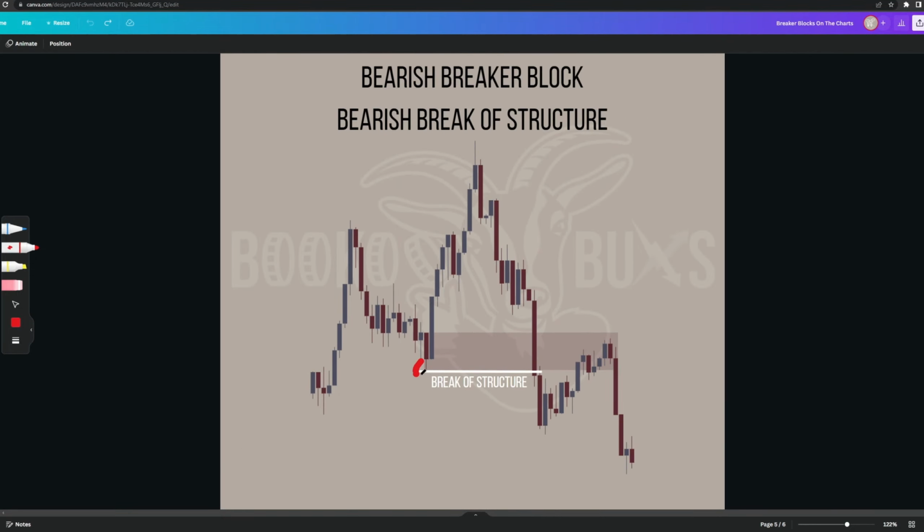Bearish breakup structure, we have a low to a high. Price makes a new low. Breaker block comes from the previous low. And this bullish order block pretty much is the breaker block.